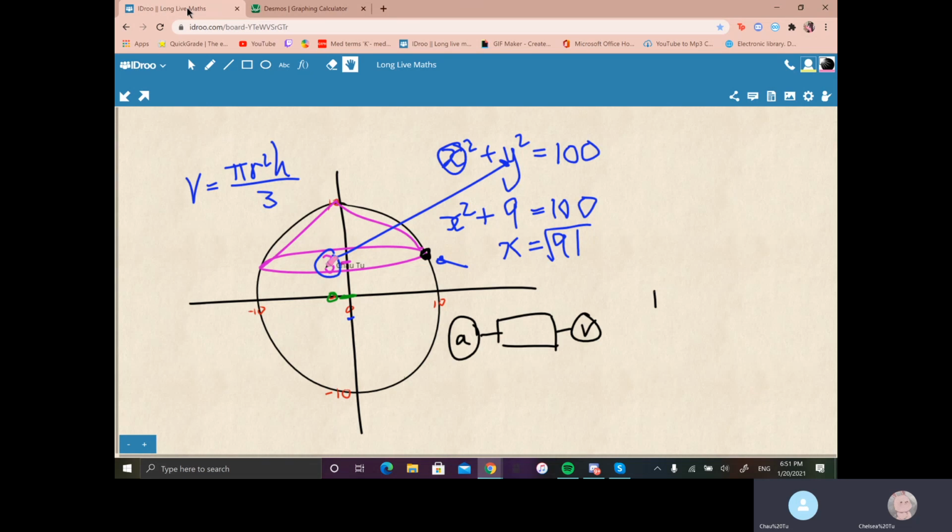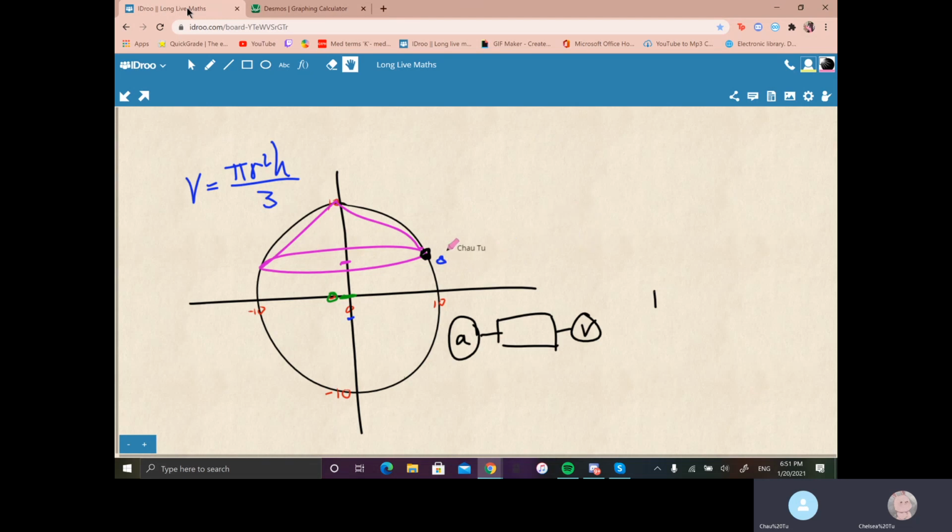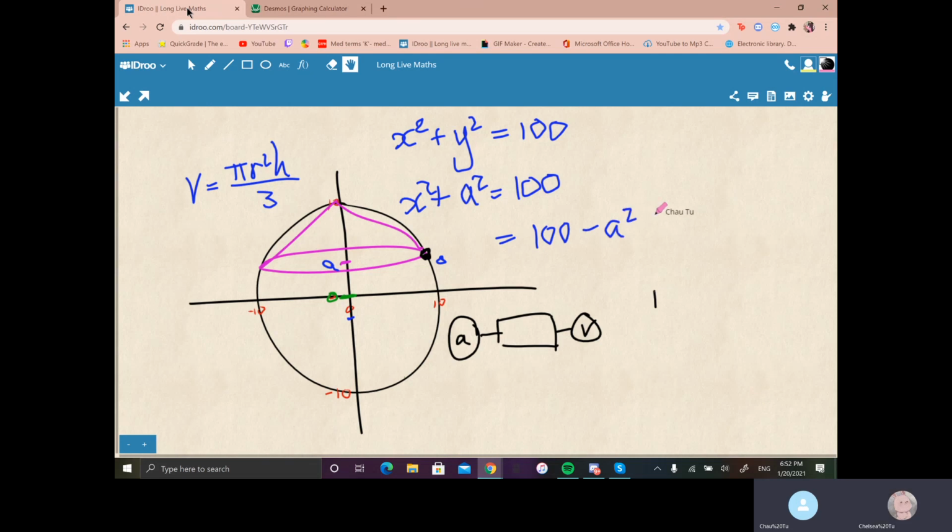Okay, suppose it's not 3, but it's A. So what is the coordinate for that point at A? So remember, start out with x squared plus y squared equals 100. Put A into the y, so it'd be A squared plus x squared equals 100. Then minus A squared, so x squared is 100 minus A squared, and then square root.